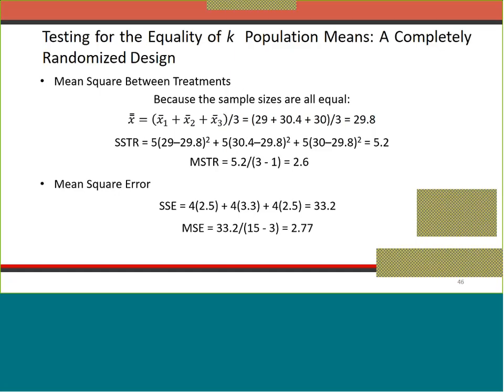Now we have to calculate the mean square error. So mean square error means, you see first sample size is 5. So 5 minus 1 is 4 into first sample variance. Plus next 5 is the second sample size. So 5 minus 1 is 4 into second sample variance. Plus third sample size is 5. So 5 minus 1 is 4 into third sample variance. So it's coming out to be 33.2. Now mean square error is 33.2 by total number of observations 15 minus number of treatments 3, that is 2.77.